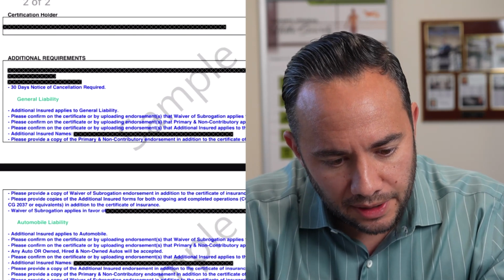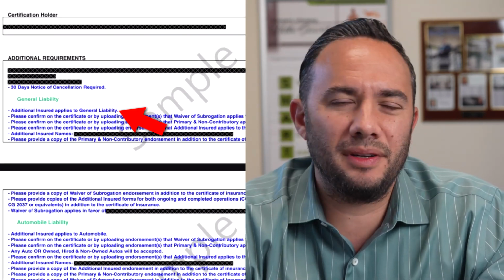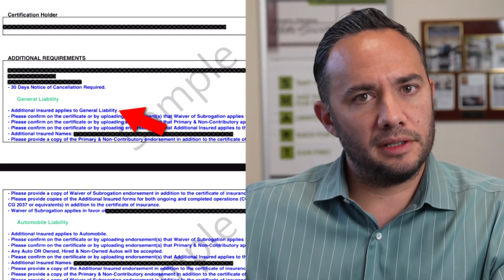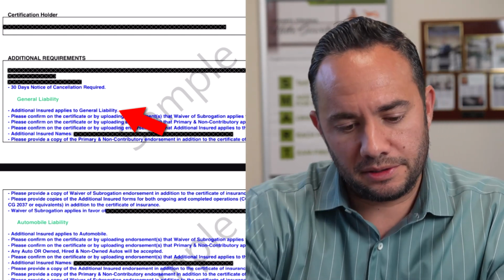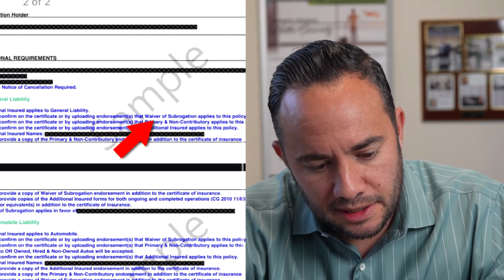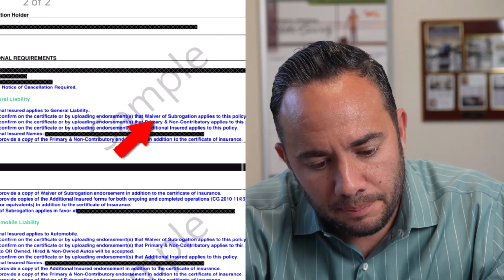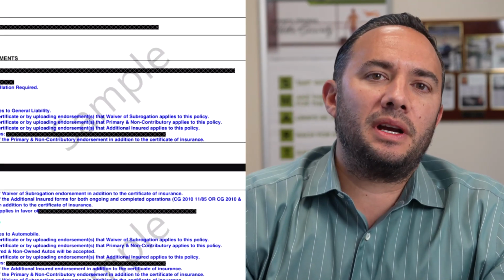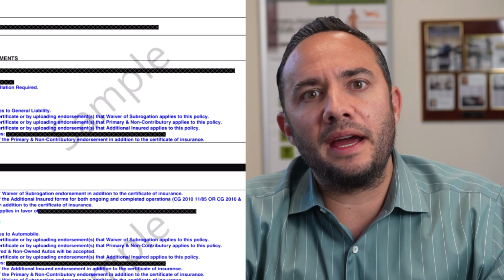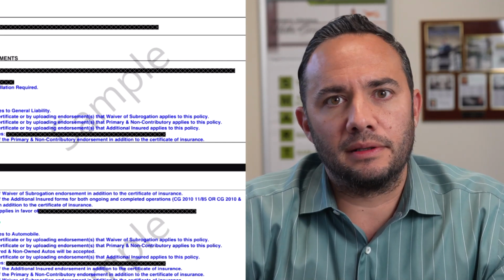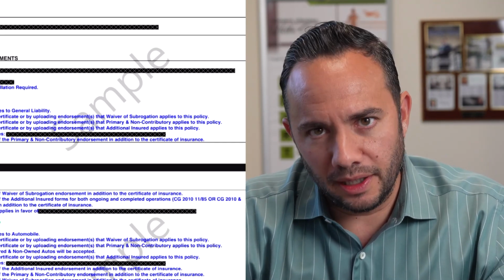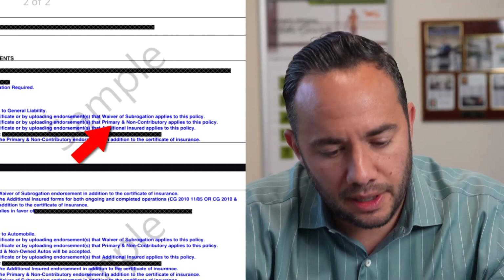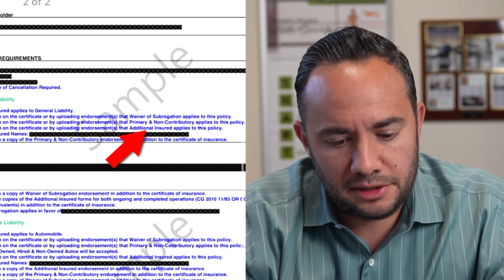Now, under general liability, additional insured applies to general liability. Pretty simple stuff. Most general liability carriers have automatic status for additional insured. So your representative can easily pull out that additional insured and supply it to the third party. It says here, please confirm on the certificate or by uploading an endorsement that waiver of subrogation applies to the policy. Most general liability policies for contractors that we write now will have automatic waiver of subrogation included. So that shouldn't be too difficult. Same goes for the next line item, primary and non-contributory wording. And then of course, the next line item, the additional insured endorsement.